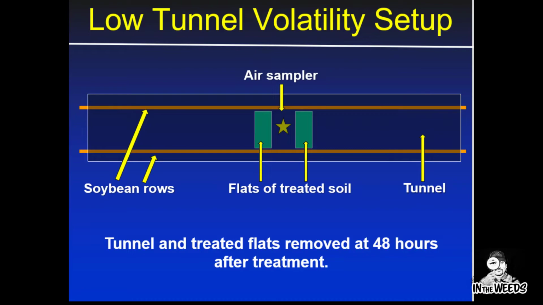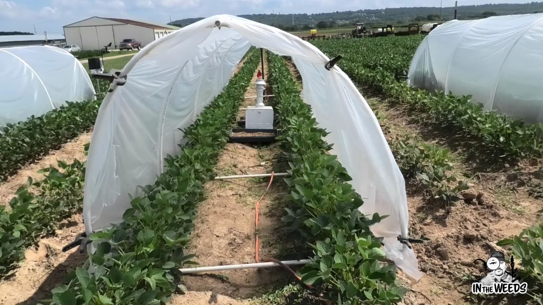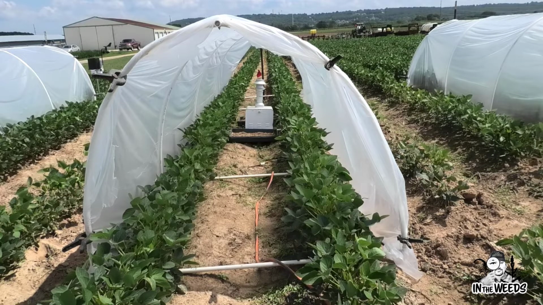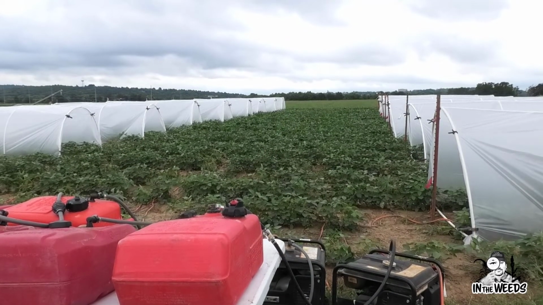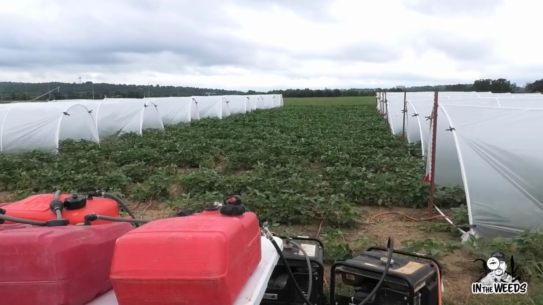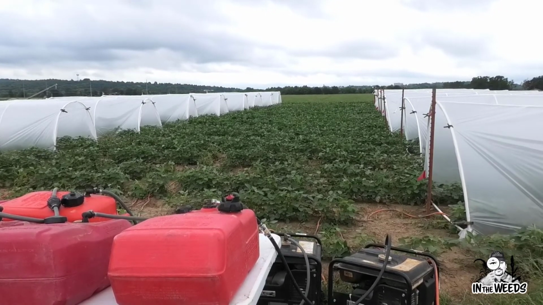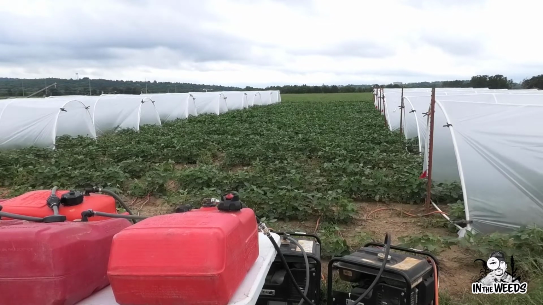You can see in the middle we have 2 flats of soil. These are moistened flats of soil, and they are then treated with the herbicide we want to evaluate. We typically spray these flats 4 times to generate a 4x rate of the herbicide, because they are really only occupying a small area under the tunnel. We leave these flats in the tunnel for a 48-hour period in order to volatilize. During that period, we also have an air sampler in the center of this tunnel, and at the end of 48 hours, we will remove the air sample as well as the trays of soil.